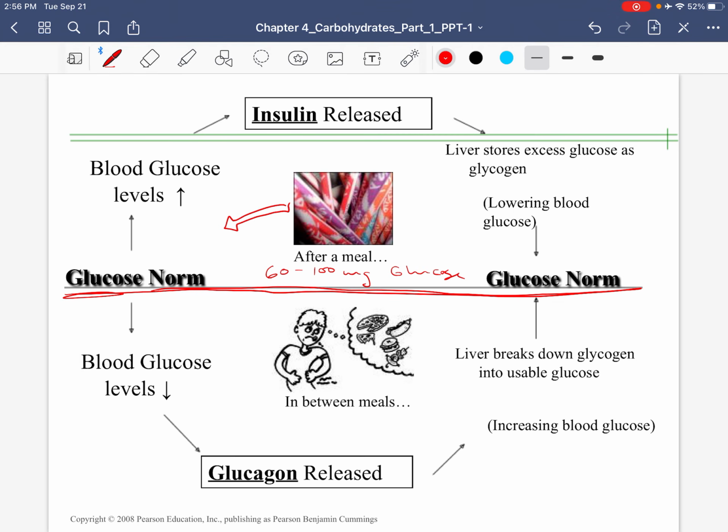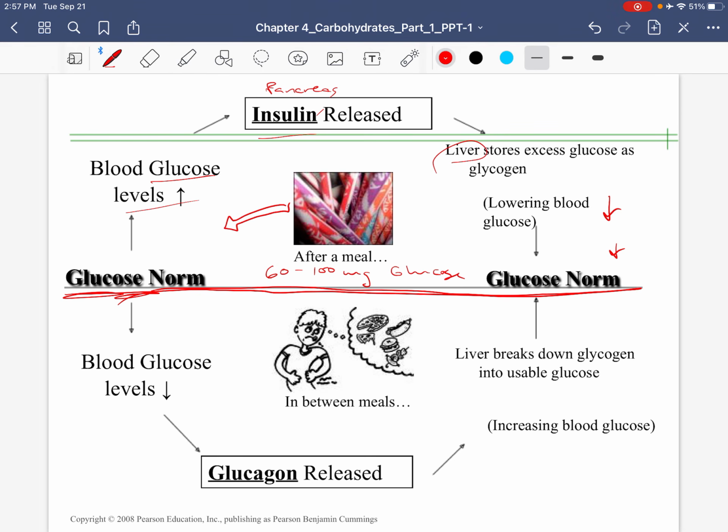Well, what if I just ate? I just ate all these pixie sticks. I just ate all that sugar. If I eat sugar, blood glucose will go up. When blood glucose is too high, the pancreas releases insulin. Insulin then leaves the pancreas, goes to the liver, tells the liver to store excess glucose as glycogen. By storing more glucose as glycogen, it lowers the remaining blood glucose back to normal.